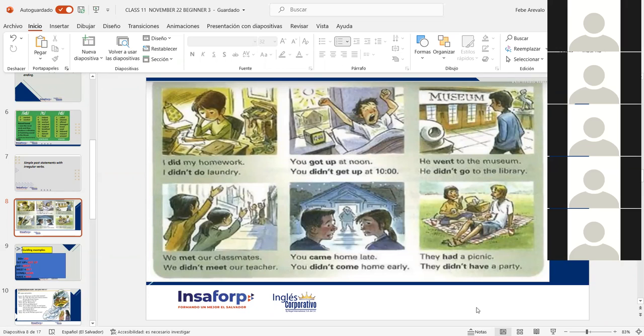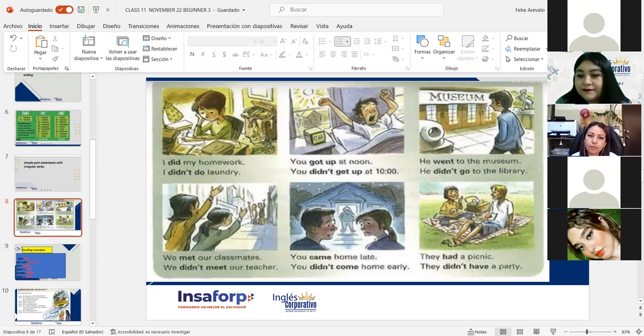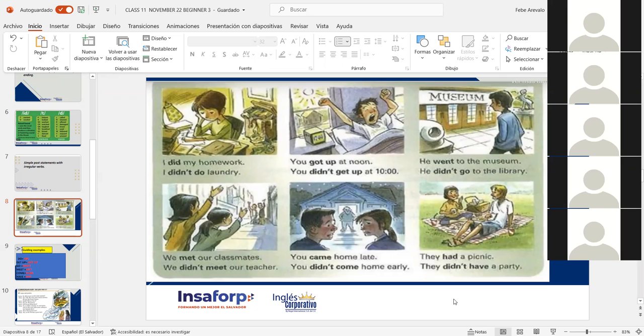Action. Okay, I did my homework. Déjeme chequear. I didn't do laundry. Okay. You get up at noon. You didn't get up at 10. He went to the museum. I didn't go to the library. We meet our classmate. We didn't meet our teacher. You came home late. You didn't come home early. They had a picnic. They didn't have a party.